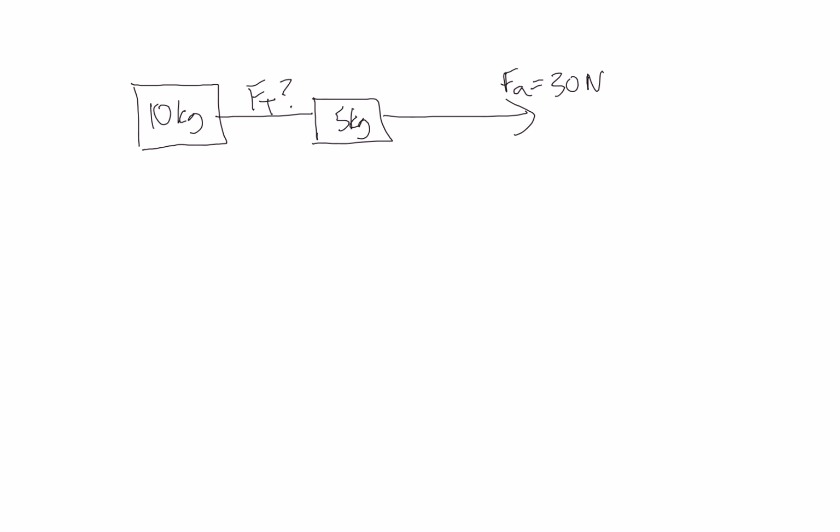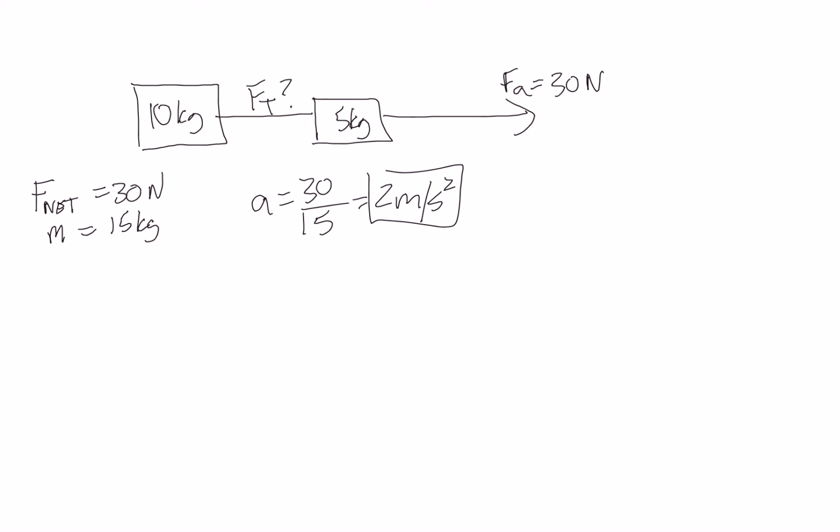Okay, so the first part we'll look at is if there is no friction. If we have no friction, then our net force is 30, right? We only have the 30 newtons, and we know the combined mass of the two is 15 kilograms. So our acceleration will be 30 divided by 15, which is 2 meters per second squared. So both boxes will accelerate at 2 meters per second squared.